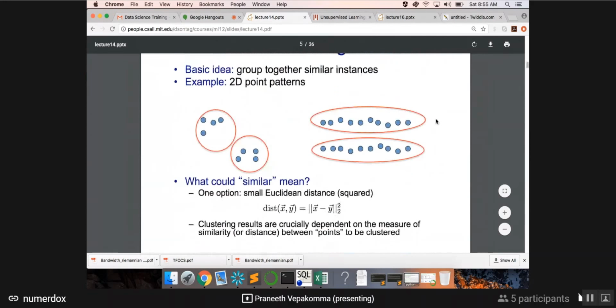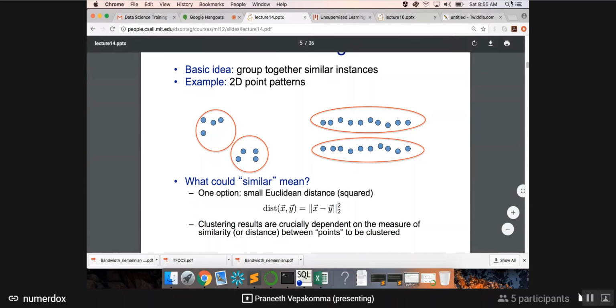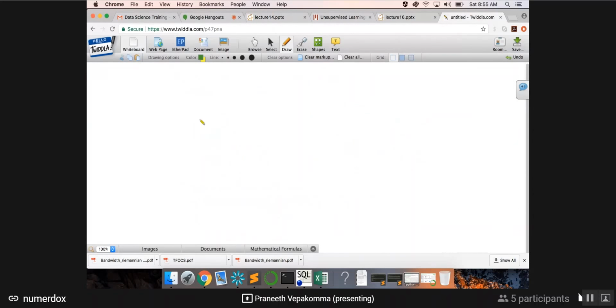Okay, now the question is, what is similar? One straightforward answer to how you measure similarity is the Euclidean distance. This is the same distance that you've seen a lot of times in, I don't know, 11th or 12th grade, I guess. So Euclidean distance is as follows.